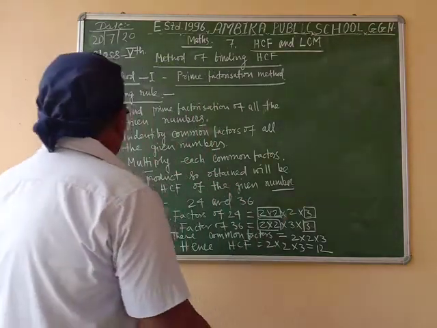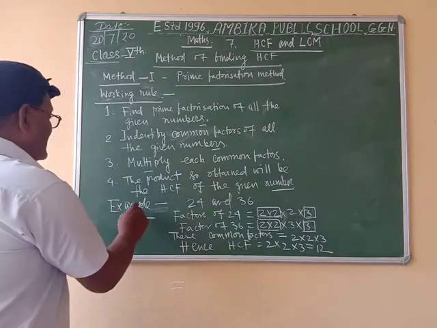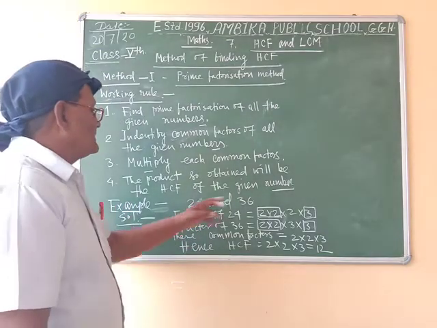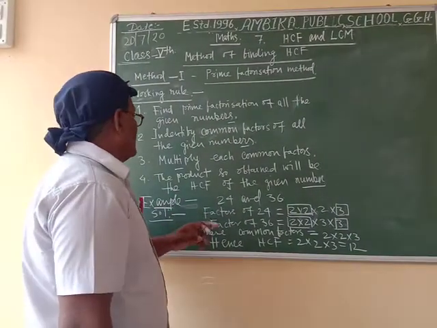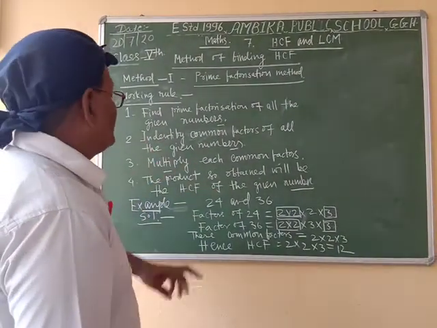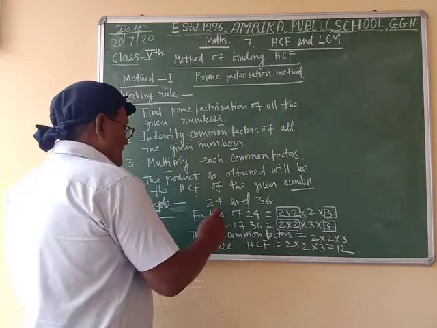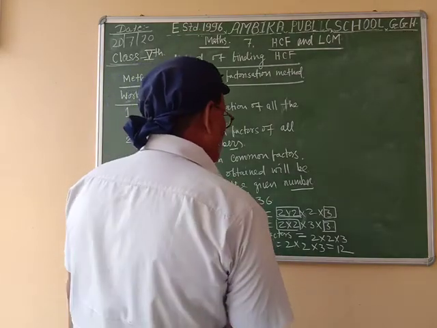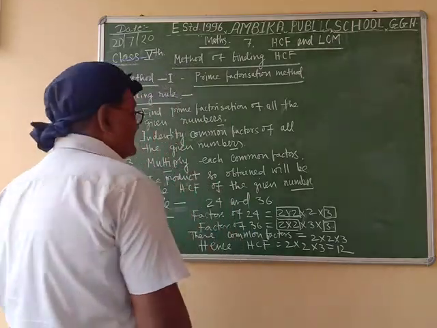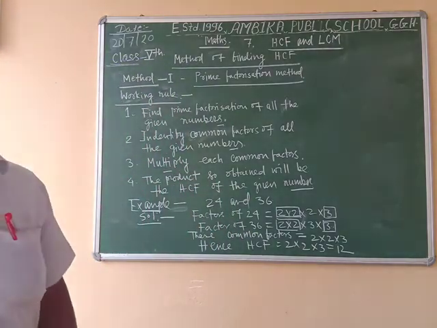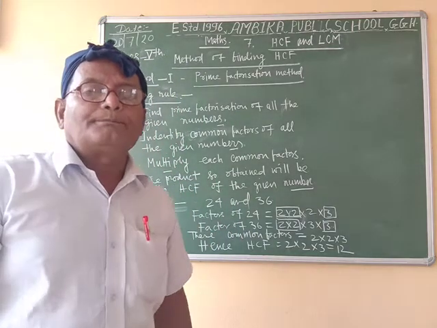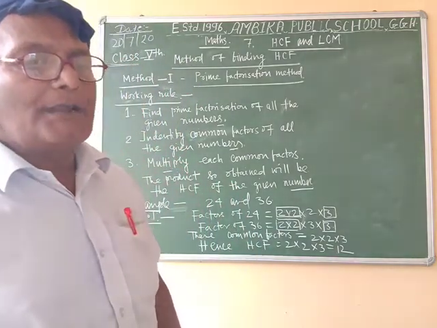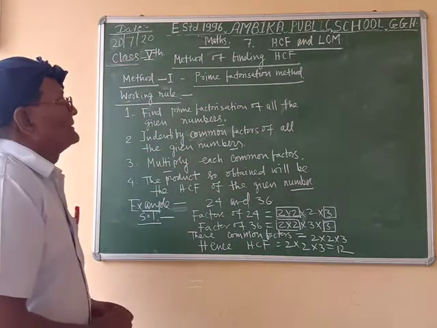To verify this rule, I have taken two numbers, and according to the prime factorization method we found the HCF of numbers 24 and 36. In the next class I will describe the division method. Thank you.